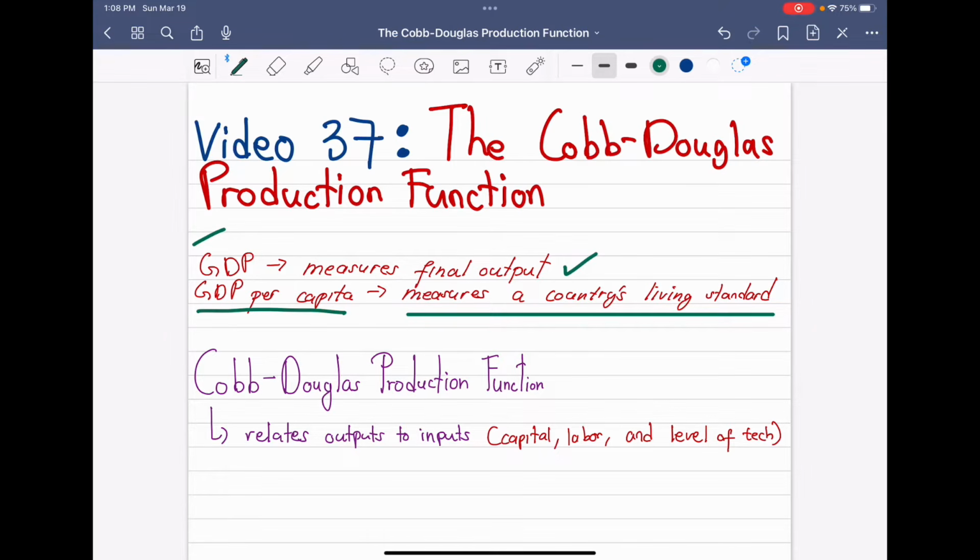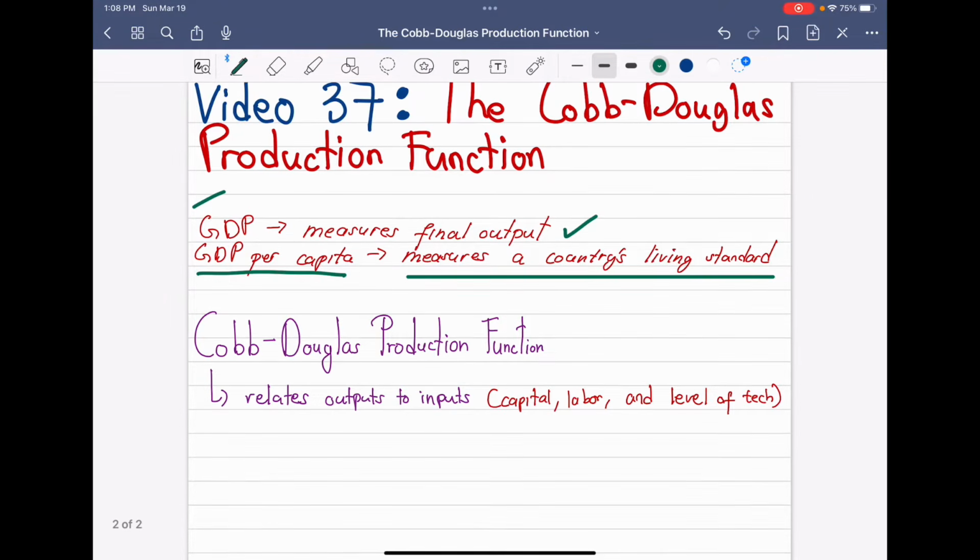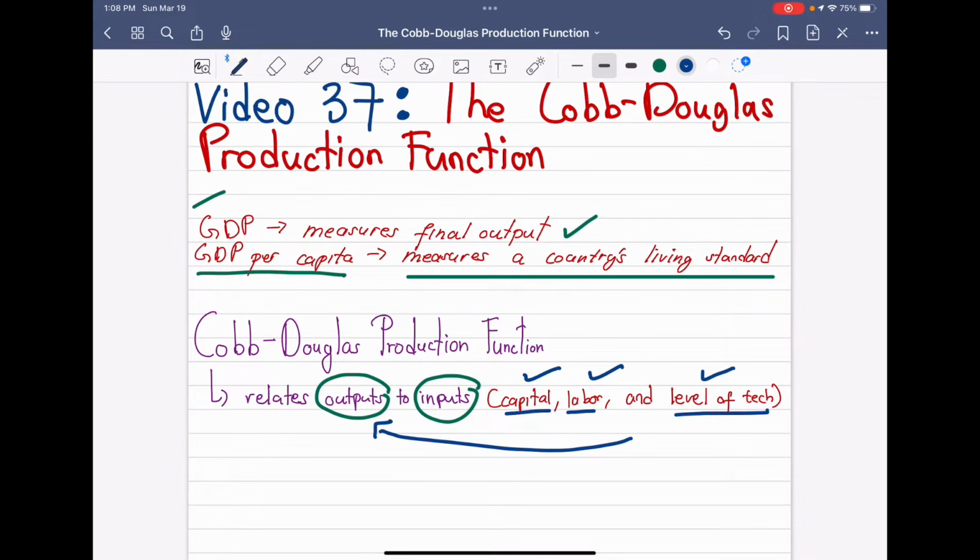The Cobb-Douglas production function is a formula which relates outputs to inputs. To have certain outputs, you must have certain inputs, right? Only then can you produce the outputs. That's the intuition behind it. In our Cobb-Douglas production function, our inputs are capital, labor, and the level of technology. How are these three components combined to produce a certain output?